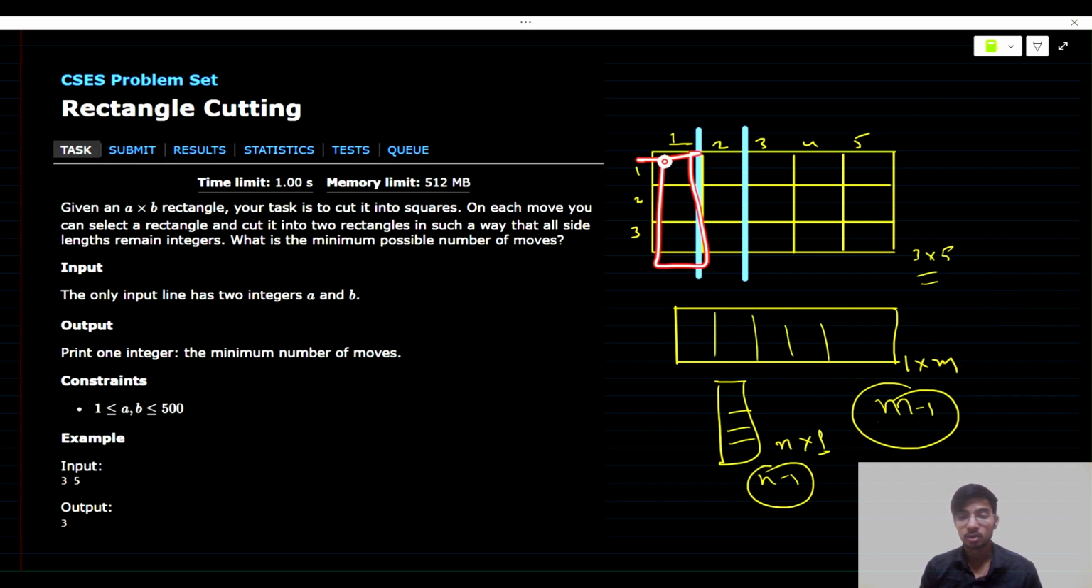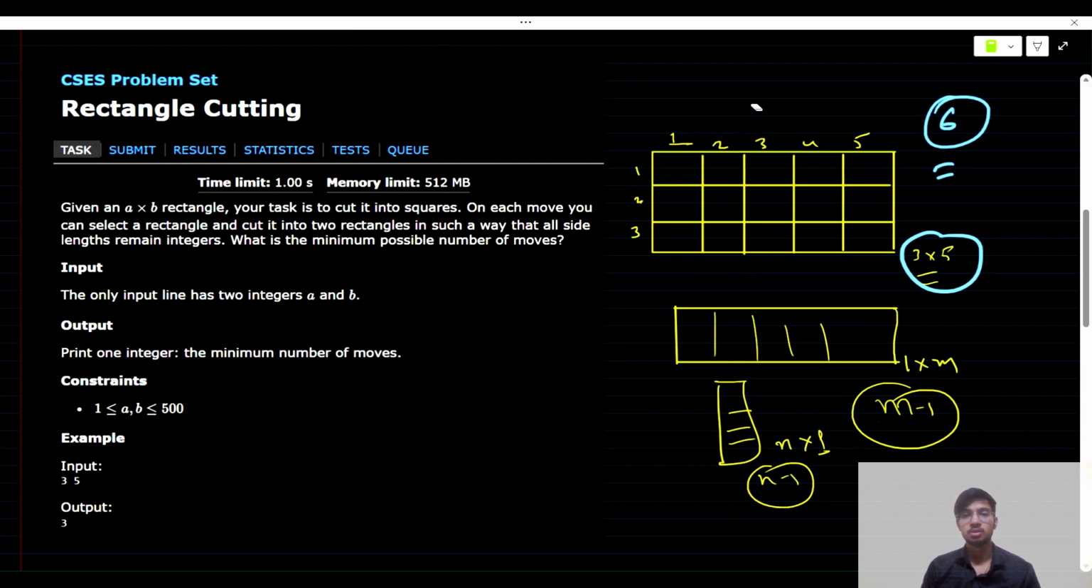So this is a 3 cross 1 grid, and this is also a 3 cross 1 grid. So the number of cuts that you require is 2 and 2. So the total number of cuts is 6 to cut this rectangle into squares. Now this is not the optimal answer.